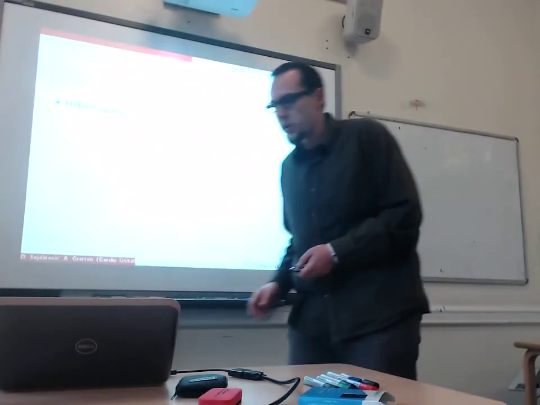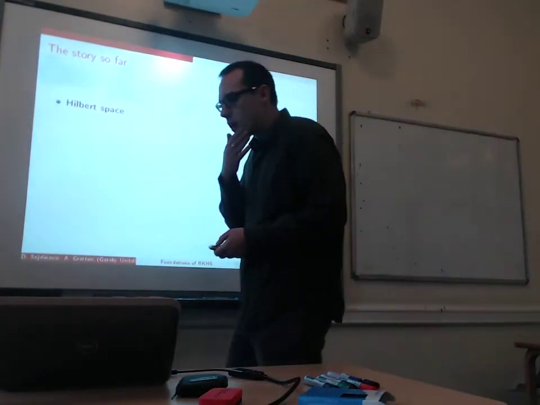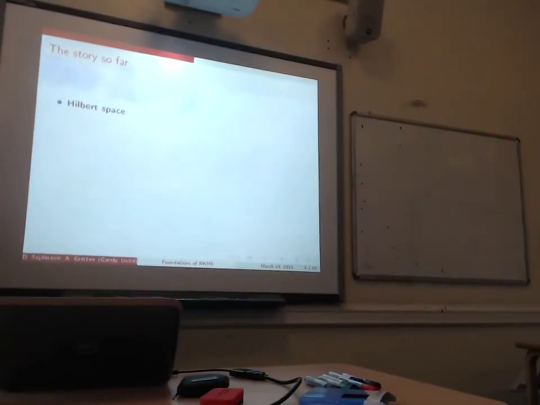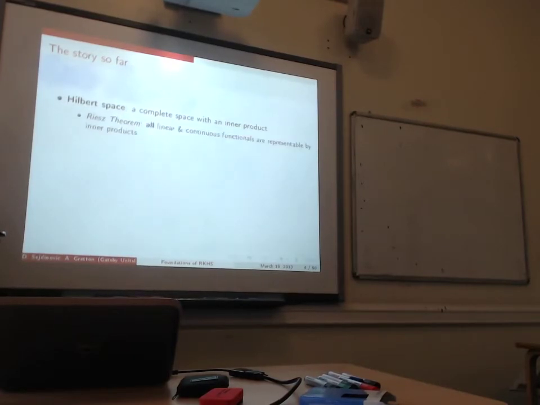Now we can press on. So the story so far was that we've had a definition of a Hilbert space, that is a complete space with an inner product. We've shown that for every Hilbert space, Riesz theorem holds, which tells us that all linear and continuous functionals defined on a Hilbert space are representable by inner products.